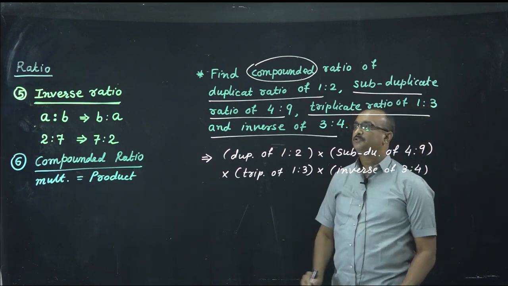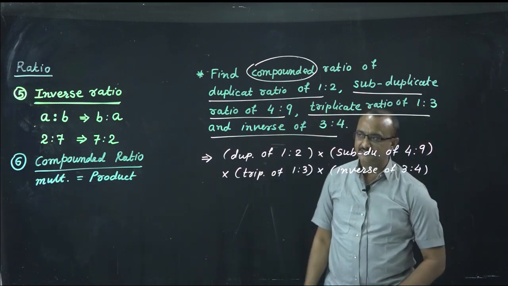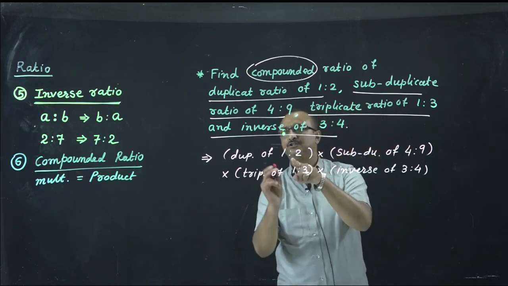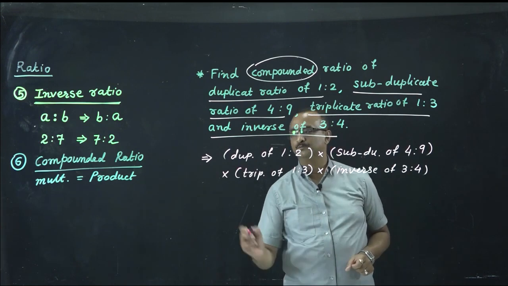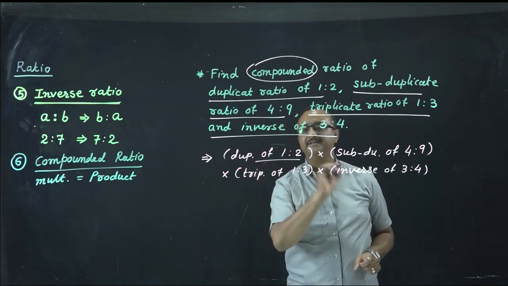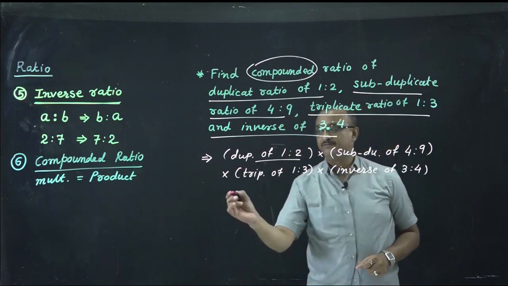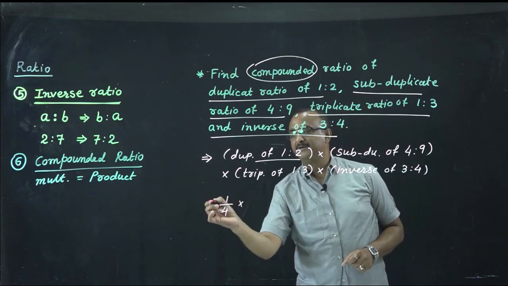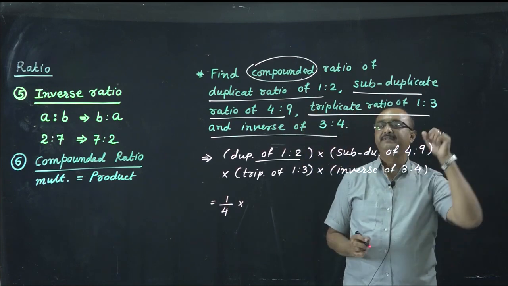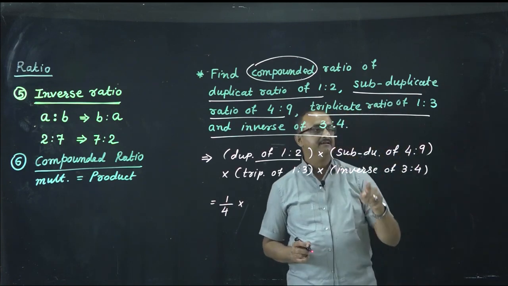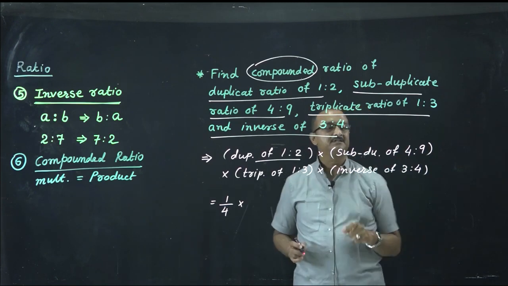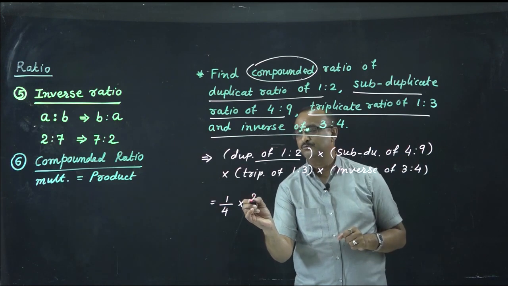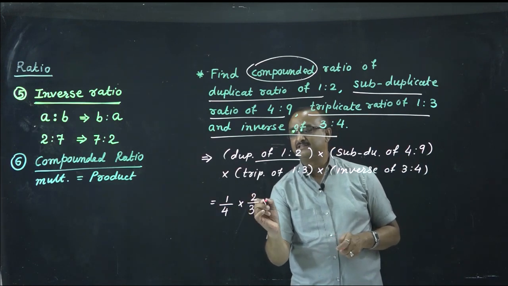Okay. So again, compounded ratio is nothing but only multiplication of given terms. So duplicate ratio of 1 is to 2. Duplicate, we know very well, means square of 1 and 2. It is 1 upon 4, multiplied by subduplicate ratio of 4 is to 9. We know subduplicate means under root. Under root of 4 is 2 and under root of 9 is 3.